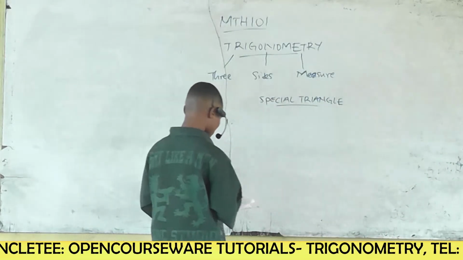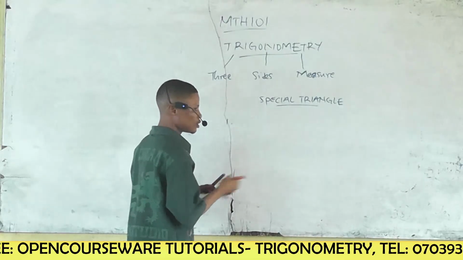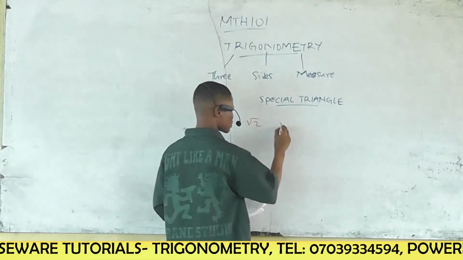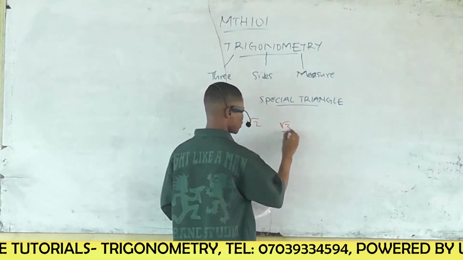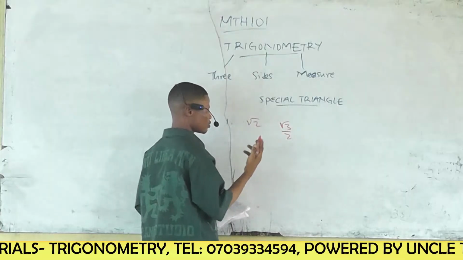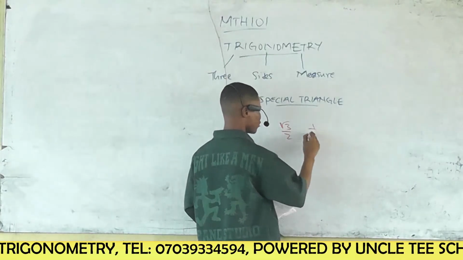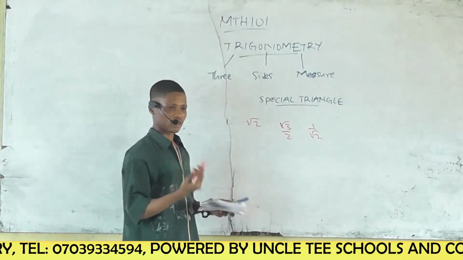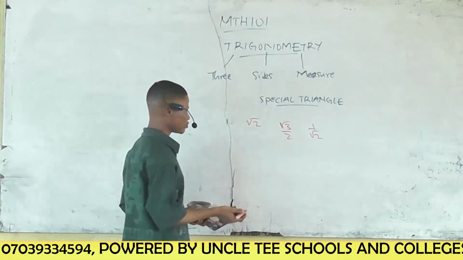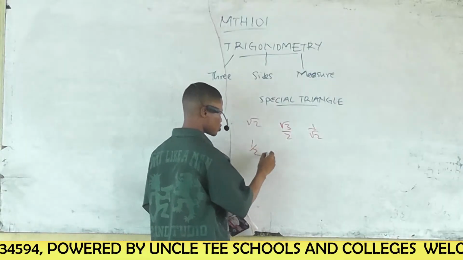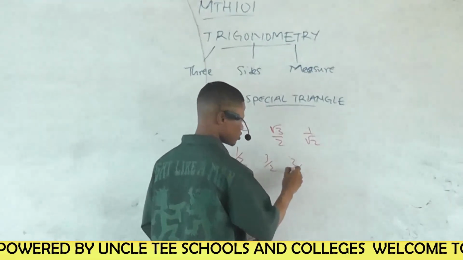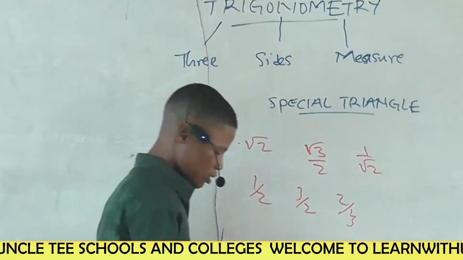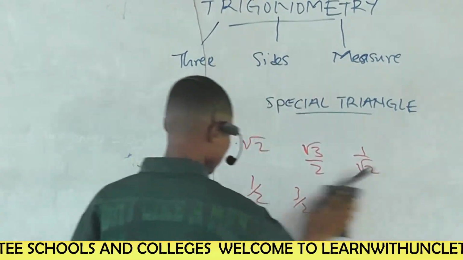Now, the meaning of surd form is that you can have them as root 2, you can have them as square root of 3 over 2, you can have it as 1 over root 2. So these are surd. Then you can have them as fractional form: 1 over 2, 3 over 2, 2 over 3. Those are fractions, right? So let's attend to this.